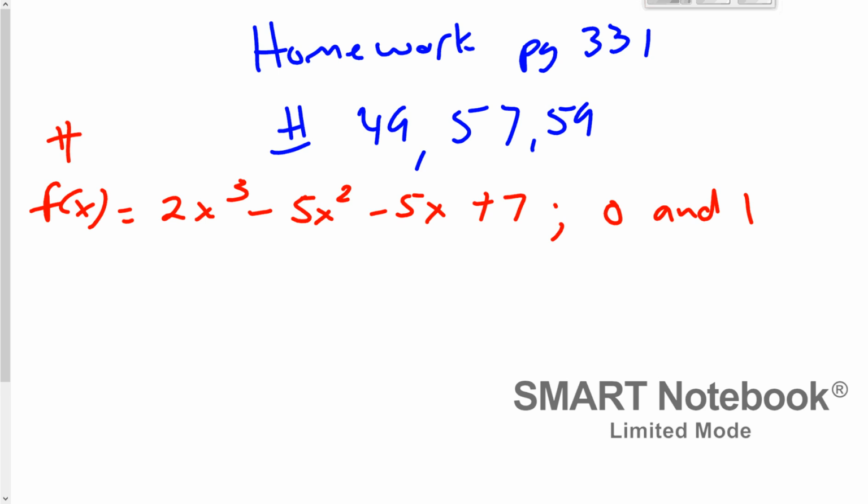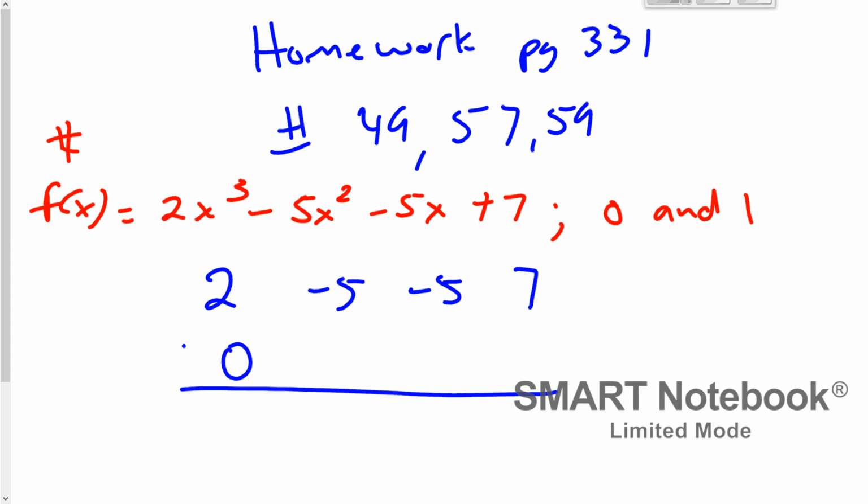We've got f of x equals 2x cubed minus 5x squared minus 5x plus 7. And we're going to use the intermediate value theorem to say that we have a 0 somewhere between 0 and 1. So how to prove that is we do synthetic division. Make sure all the terms are there: 3, 2, 1, 0. 0 in the second row. We're going to add those together, 2.